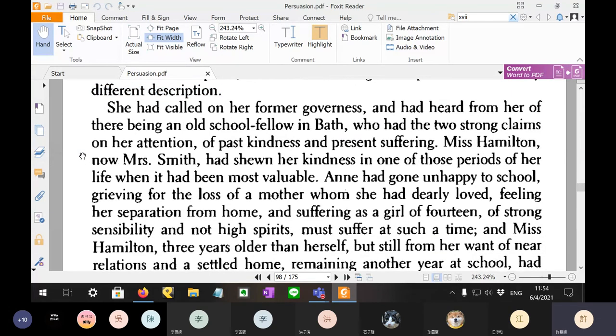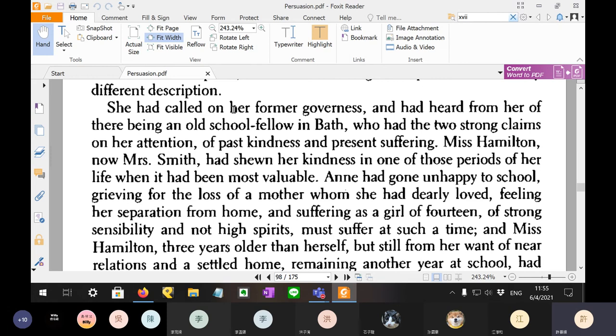She had called on her former governess. Governess is an old job for women who teach and take care of someone else's kids. So it's a nanny and a tutor. Think about the movie The Sound of Music. The leading woman is the governess for the man's children. That's how she became part of the family.